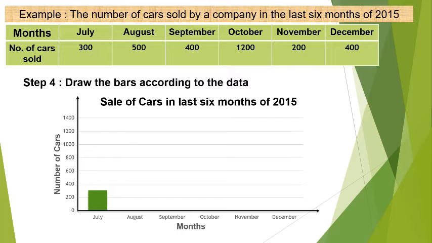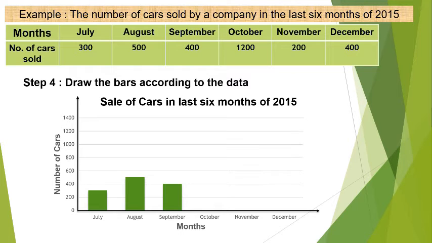Again for August, the value is 500. So value 500 will lie between the scale 400 and 600. Then for September, 400 cars are sold. The number 400 is already there in the scale. So we will draw the bar till number 400.